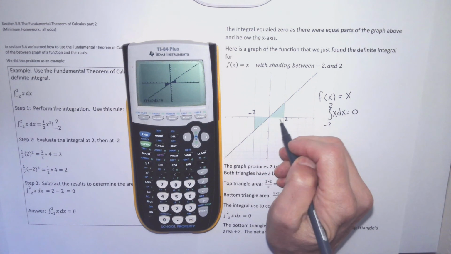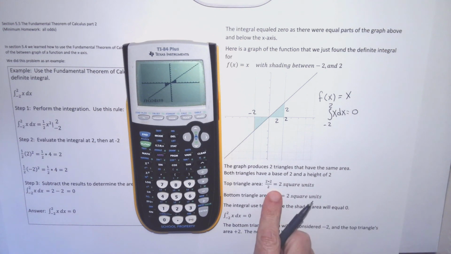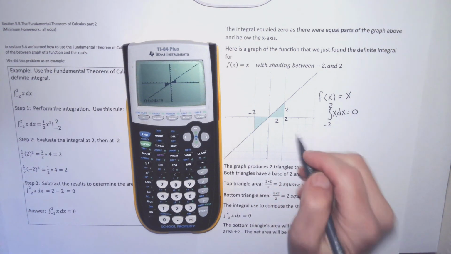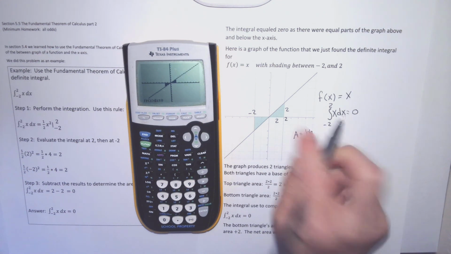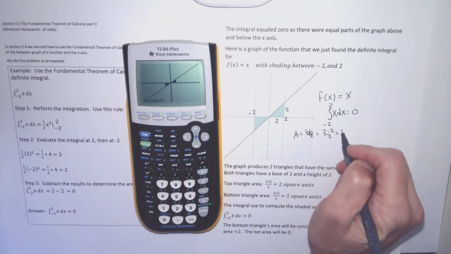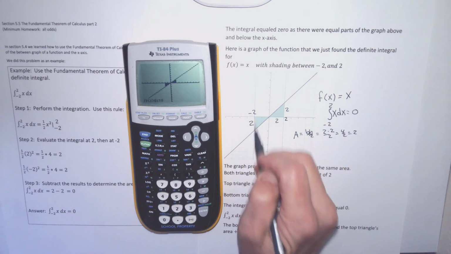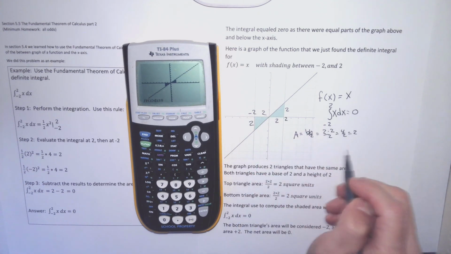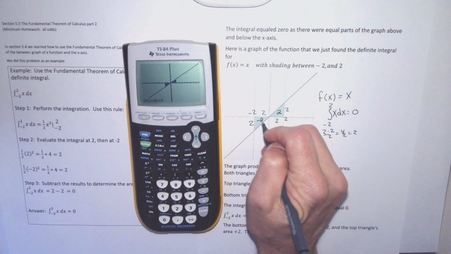This is because the area of the triangle beneath the x-axis is considered negative when you are doing definite integrals. The top triangle had a base of 2 and a height of 2, and its area is base times height over 2, so it's 2 times 2 over 2, which is 4 over 2, which is 2. The bottom triangle also has a height and a base of 2 and 2, so it also has an area of 2 square units. But when we're integrating, areas above the x-axis come out positive, areas beneath the x-axis come out negative.